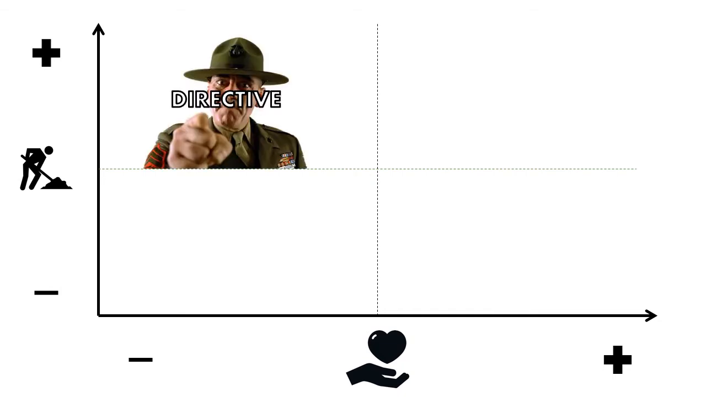In the upper left corner, we have what we call directive leadership. Leaders that exercise directive leadership, they're very high on task-oriented behaviors. They want to get work done. But as you can see, directive leaders are also low on relationship-oriented behaviors. So they're focused on wanting to get work done, and they don't really care how people feel about it. Classic example of this is in the military.